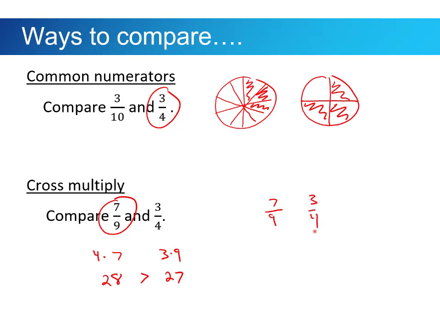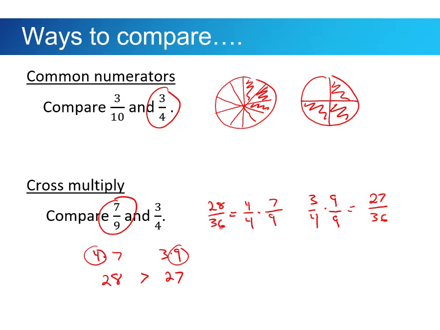What would I do to get my common denominator? On the left, I'd multiply times 4 over 4. You see how I had that 4 there earlier? And on the right, I'll multiply times 9 over 9. There's that 9 that I had before. So when I simplify, on the right, 27 over 36. On the left, 28 over 36.